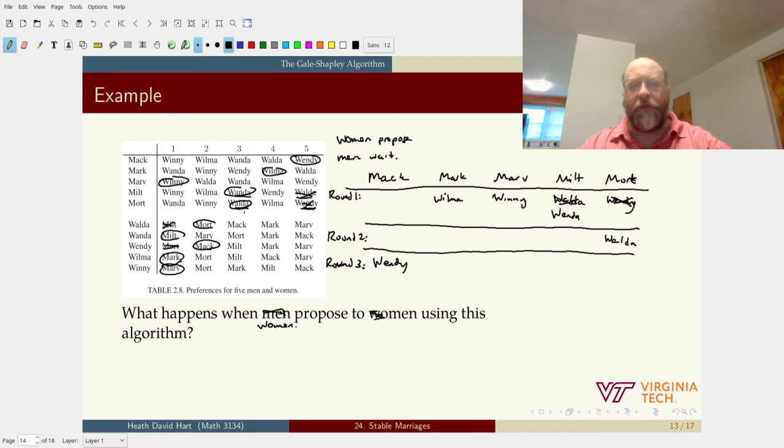And so there is a difference between a tradition in which men are doing the proposing and a tradition in which women are doing the proposing. The outcomes are more satisfying for whichever group is doing the proposing. So that is not surprising. That, in fact, has been proven to always happen. Okay, so both of these are stable partnerings, but one is much more satisfactory for the men, and one is much more satisfactory for the women.